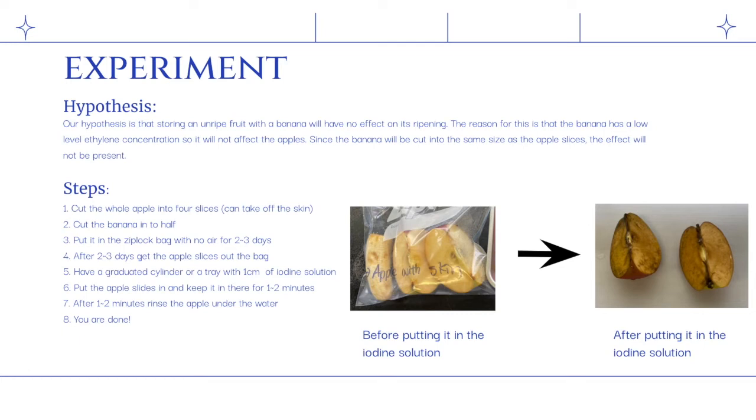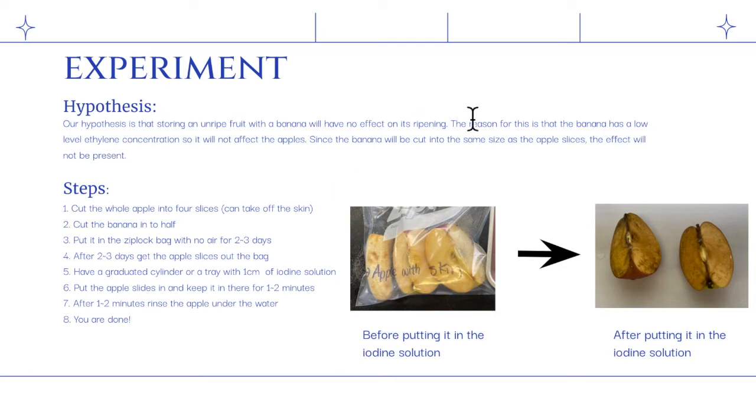Have a graduated cylinder or tray and fill it with 1 centimeter of iodine solution. Place the apple slices in the tray or cylinder and keep them there for 1 to 2 minutes, making sure that both sides of the apple are covered with iodine solution. After 1 to 2 minutes, rinse the apples off and record any observations.